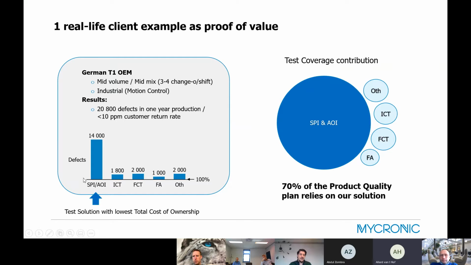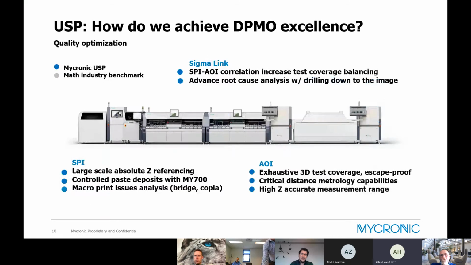So it means that this is definitely the test solution with the lowest total cost of ownership, because you catch them at the very beginning with SPI, or even at the AOI before the oven, for example, and then it's quite easy, let's say, to rework them. So all in all, on inspection, in the coverage contribution of the whole process, we have around 70% with our SPI and AOI. So we are by far the most important players in the process at the end.